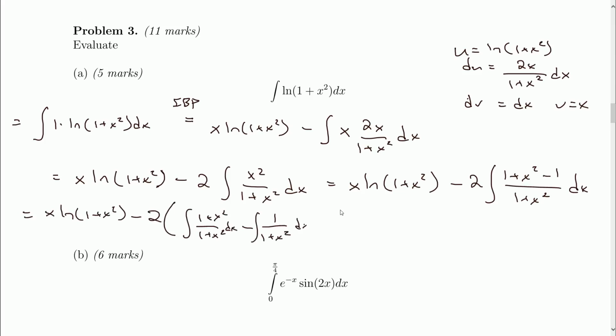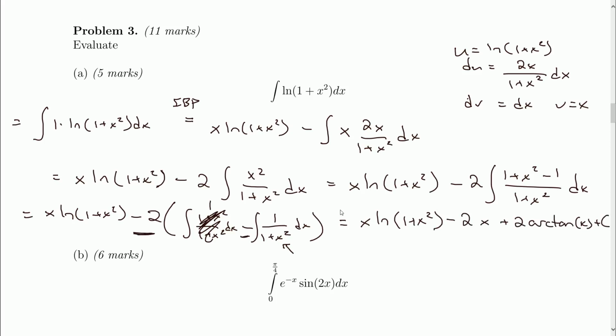The dx is in here. But now, of course, this one here is just the integral of 1, and this one here gives me arctan. So I will get x ln 1 plus x squared minus 2 times the integral of 1, which is x. And then still minus 2, but another minus turns it into a plus 2 arctan of x. And we never forget our plus c.